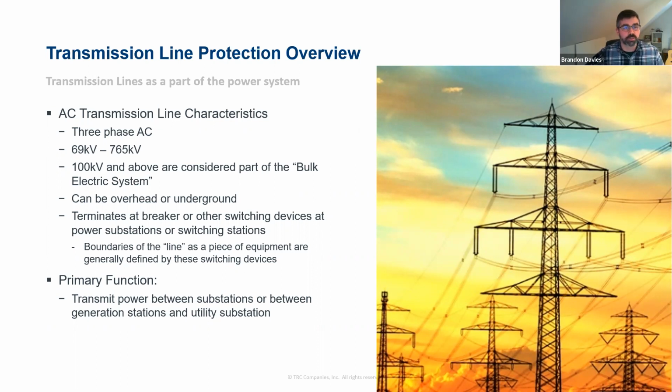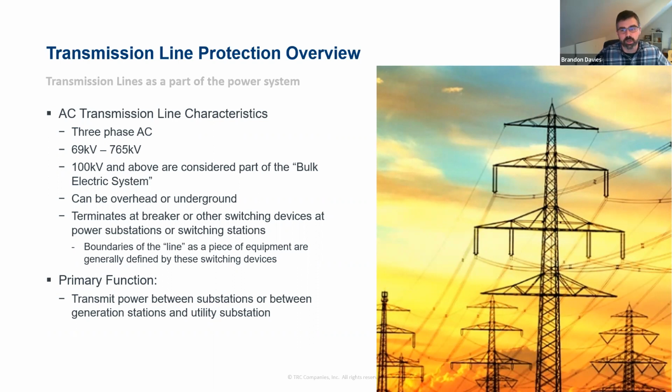When we're talking about a transmission line itself, there are obviously the conductors and the towers. I've got a picture here on the slide deck that shows a transmission line with a transmission tower on it. It's actually two lines because it's a double circuit configuration. But that line has to go somewhere. Generally, the ends of the transmission line are going to terminate at switching devices at a substation or a switching station.